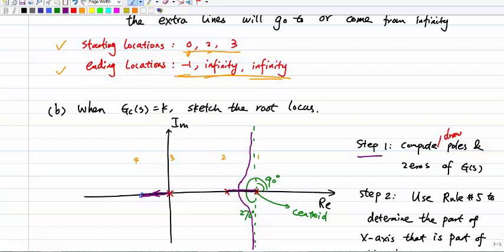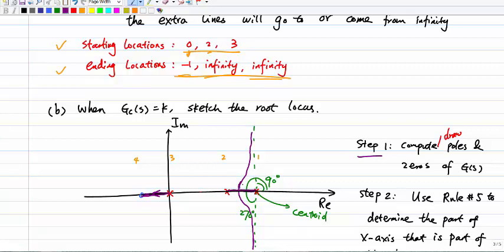This is one of the lines. The other one is here, because we know they need to go to infinity along this line, right? They should approach these asymptotes, basically, right? Which means they must split. Of course, we don't know where they split.